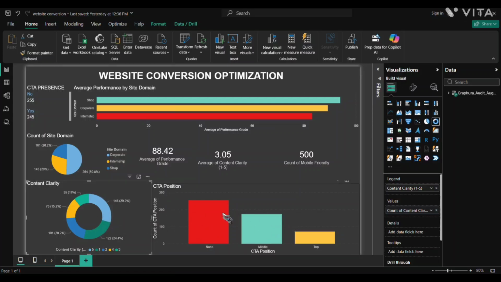Now this bar graph here shows the position of the CTA on the website pages. 255 pages do not have a CTA in them, whereas 174 website pages have the CTA positioned in the middle of the page, and the 71 remaining have the CTA positioned at the top of the page. So that's all from my side.